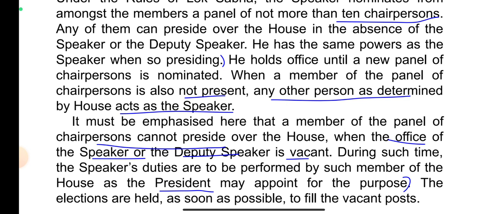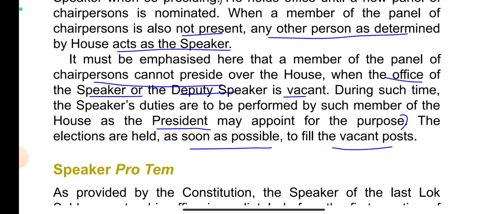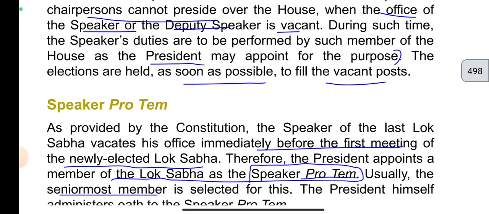It must be emphasized here that a member of the panel of chairpersons cannot preside over the House when the office of the Speaker or the Deputy Speaker is vacant. During such time, the Speaker's duties are to be performed by such member of the House as the President may appoint for the purpose. Elections are held as soon as possible to fill the vacant posts.